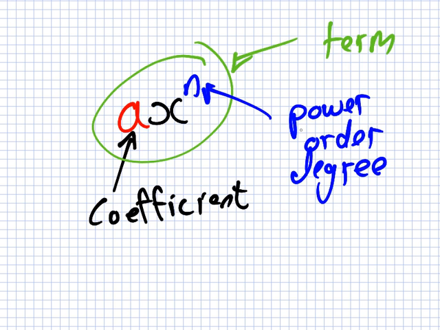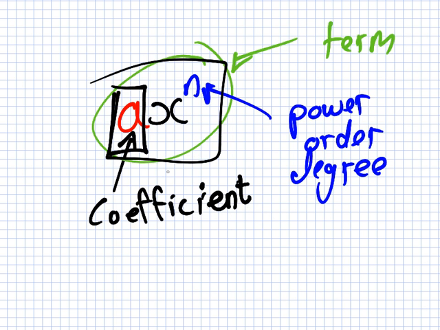So please write down these words. Sometimes students mix them up in the exam. So you have coefficient, term, and power. So if the question is talking about the coefficient, it's only talking about this part. Sometimes students think it means both. It doesn't. Coefficient just means the number in front of the x.